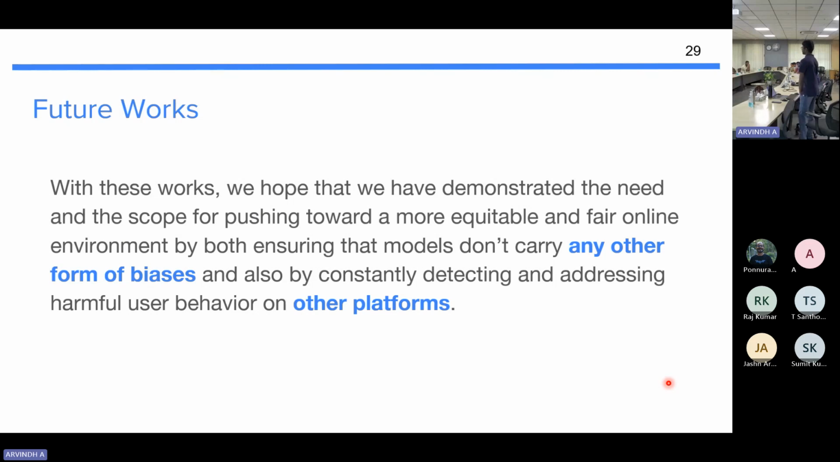In CAFIN, we only look at one form of bias, the bias induced due to degree centrality. There are other biases that are carried by neural networks as well. Many biases are tied to the architecture of the models themselves. So that could be something that should be explored in the future. And in our second work, we just look at one specific platform. I'm pretty sure several other platforms have similar behavior as well. So the future work is to detect and address such problems on other platforms.